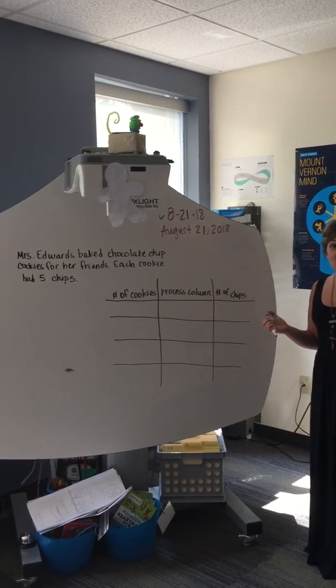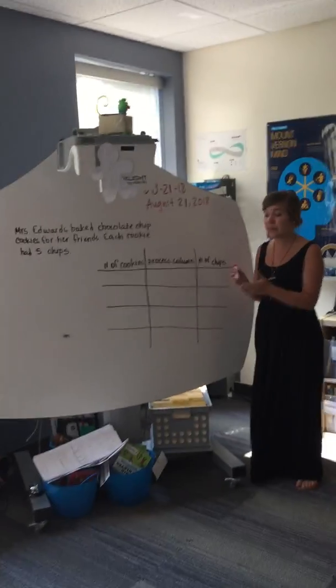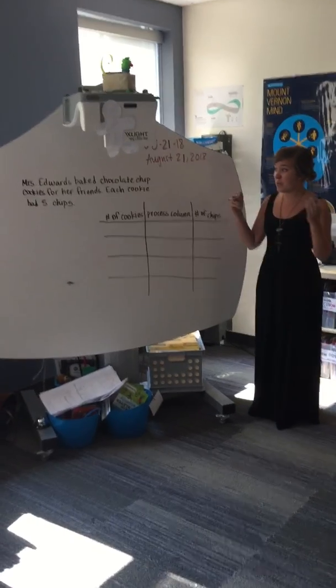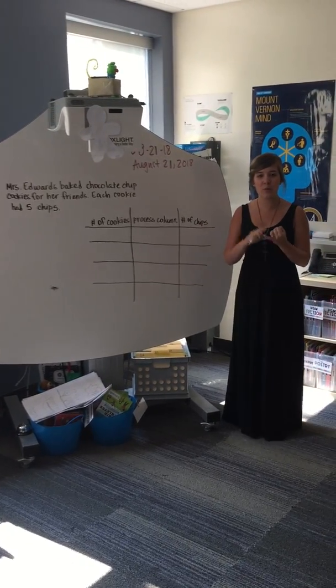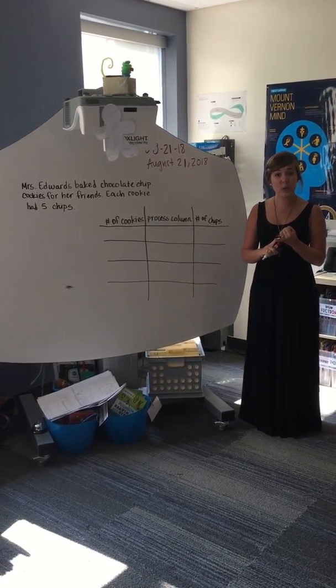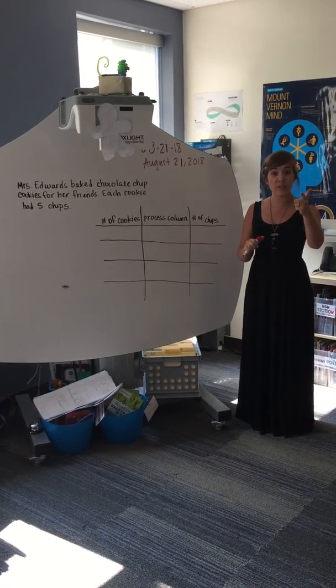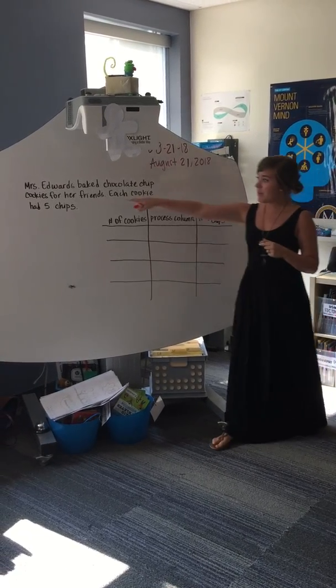All right, so we are going to look at how to use a ratio table to help solve a problem. And when you hear that word ratio, I want you to think of a multiplicative relationship. So that means you're either using multiplication or division to help solve this problem. So we're gonna look at this problem here.